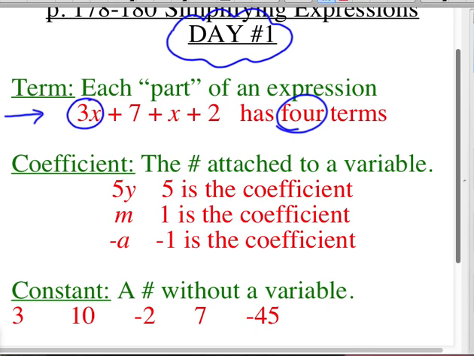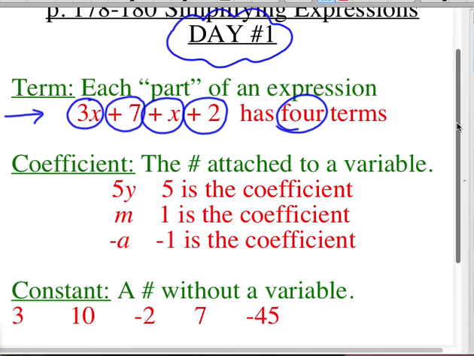3x is the first term. That's a positive 3x. The next term is a positive 7. Notice how I included that plus sign with the 7. Although it does say plus 7, that is actually, as far as we're concerned, a positive 7. That's how you're going to hear me talk about it. The next term is a positive x or a plus x. And then the last term, the last piece of this expression, is a positive 2. So now I have circled the 4 terms in that expression, the 4 pieces of that long math problem. Those are terms. All right?